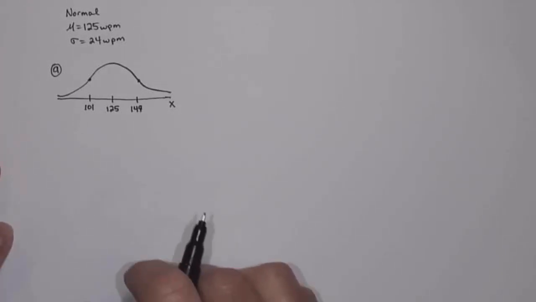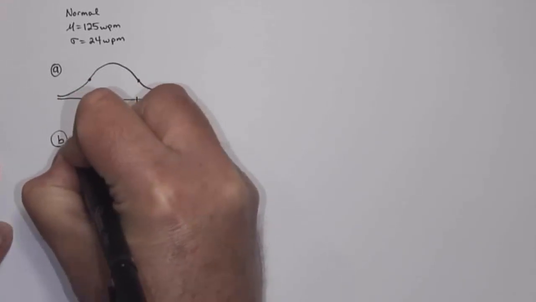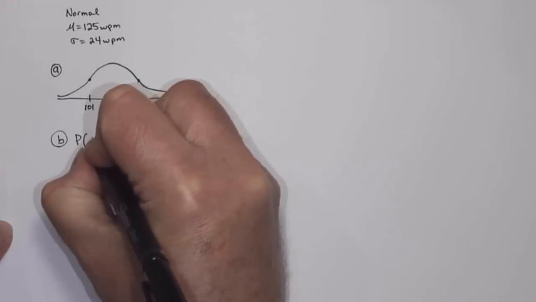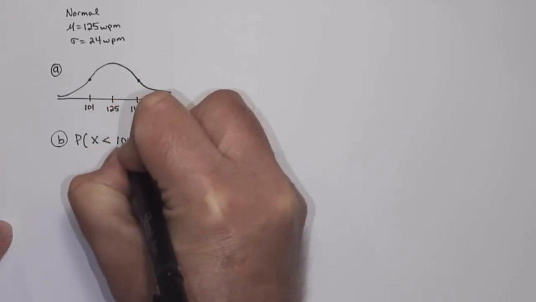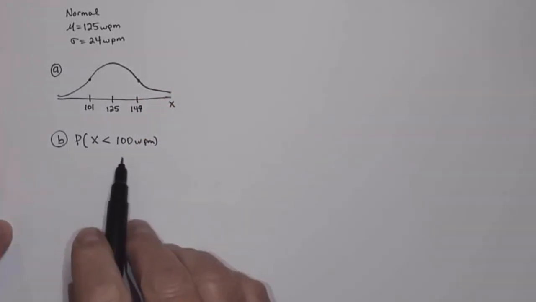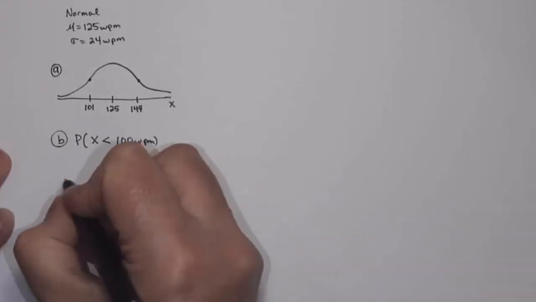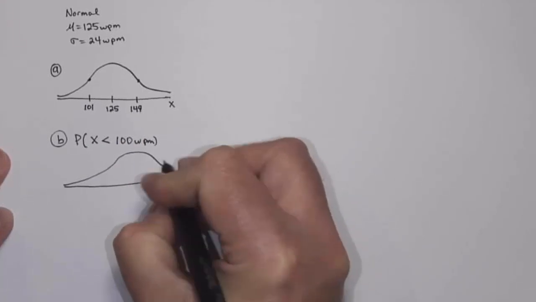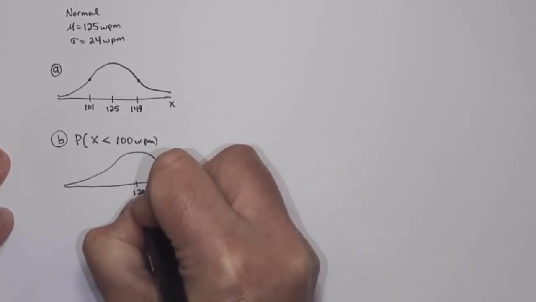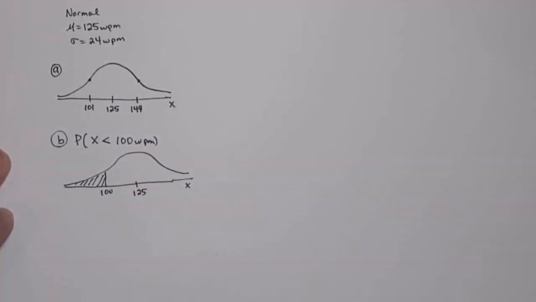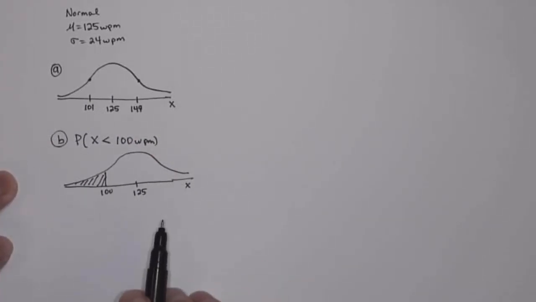Part B, we want to find the probability of randomly selecting a 6th grade student who reads less than 100 words per minute. So we want to find the probability of x being less than 100. So visually, if we look at our normal model, we have 125 here in the middle, and so 100 will be here on the left. We are looking for this area to the left of 100. Okay? Now we can find this in different ways.